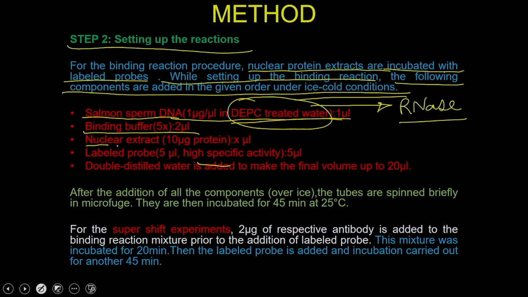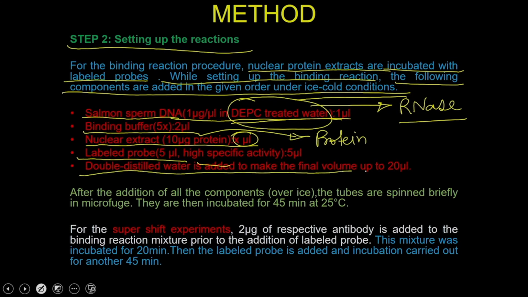Then you have to add the nuclear extract, X microliters of it, which depends on what kind of activity is present in your sample. Then you require the labeled probe. This nuclear extract is going to be the source of the protein, because the nuclear extract is going to have the transcription factor that you are interested to test.